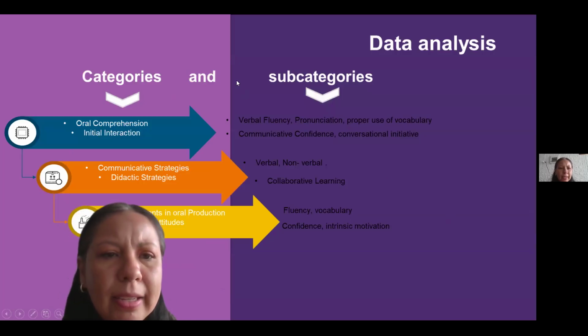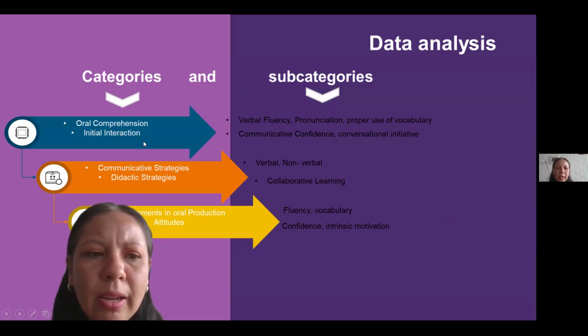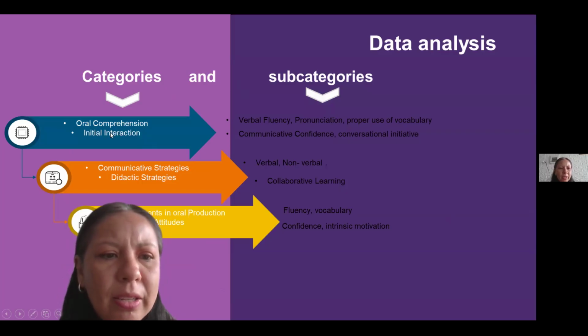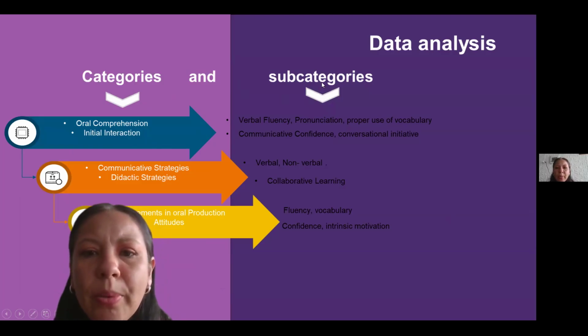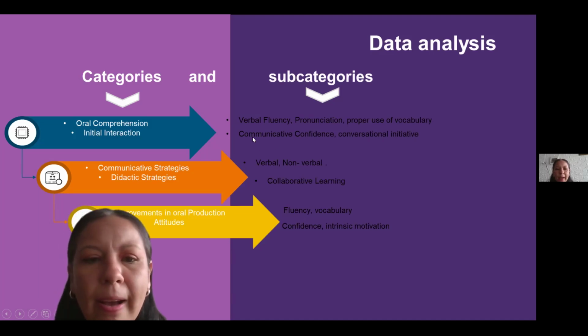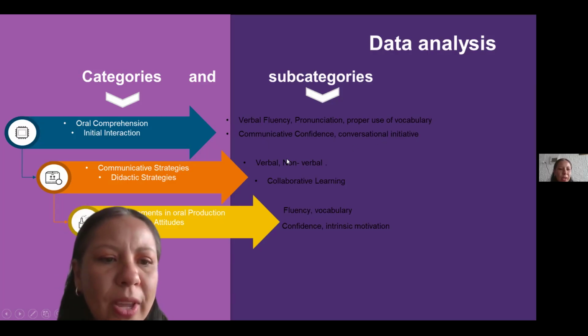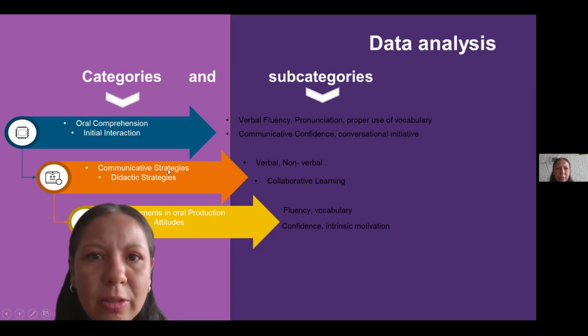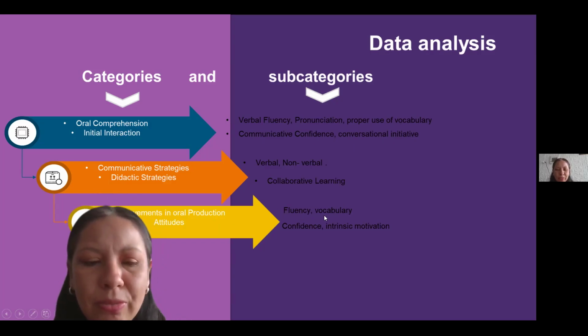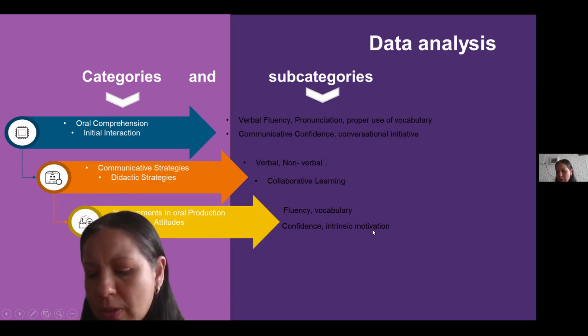This is the data analysis, the categories that emerge, taking into account the specific objectives of the research. For example, in the first objective, this category arises: oral comprehension and initial interaction, with subcategories related to verbal fluency, pronunciation, proper use of vocabulary, communicative confidence, and conversational initiative. In communicative strategies, related to the second specific objective, were the verbal and nonverbal strategies students use, and the didactic strategies, collaborative learning. In the third, the improvements in oral production related to fluency and vocabulary, and also this one is very important, the attitudes related to confidence and intrinsic motivation.